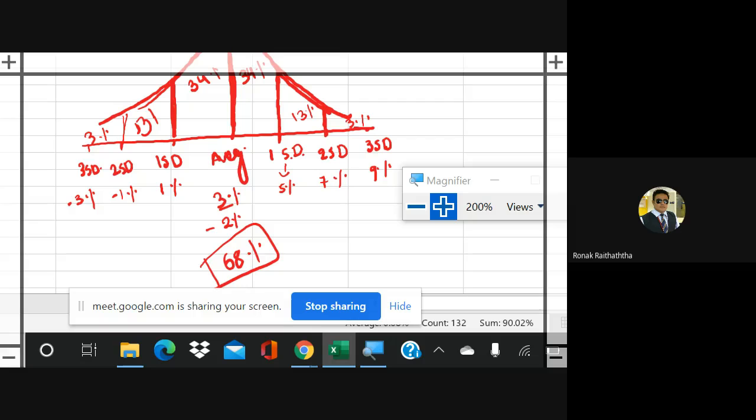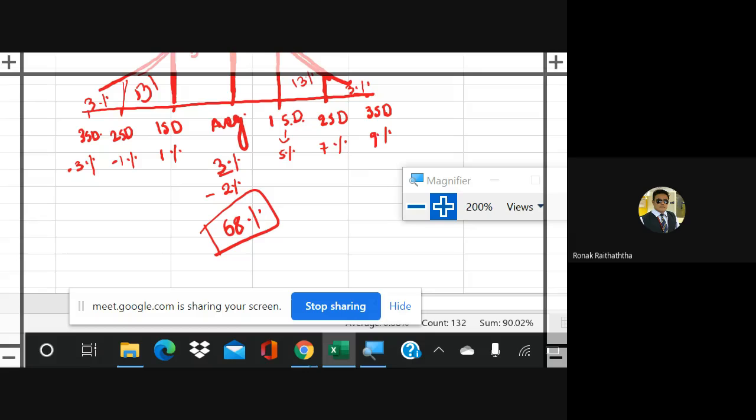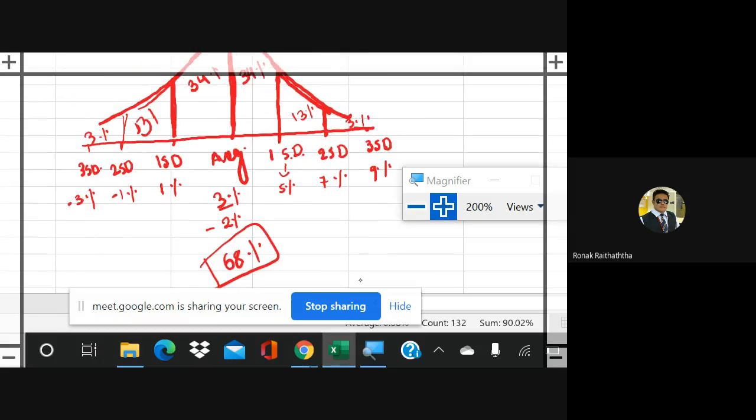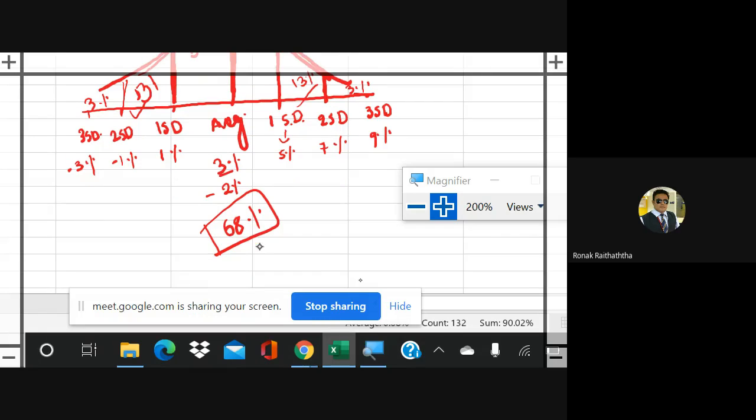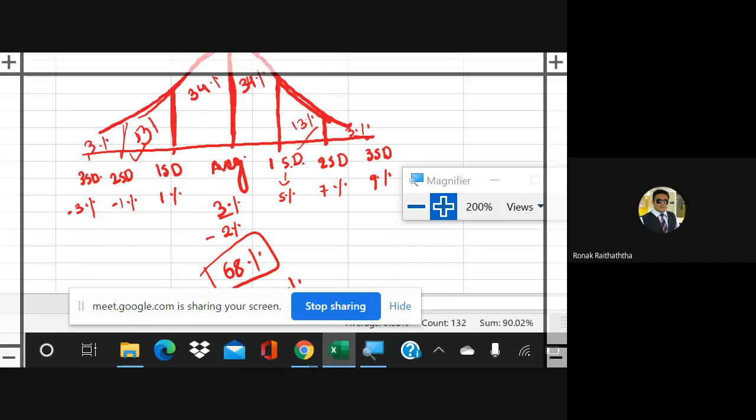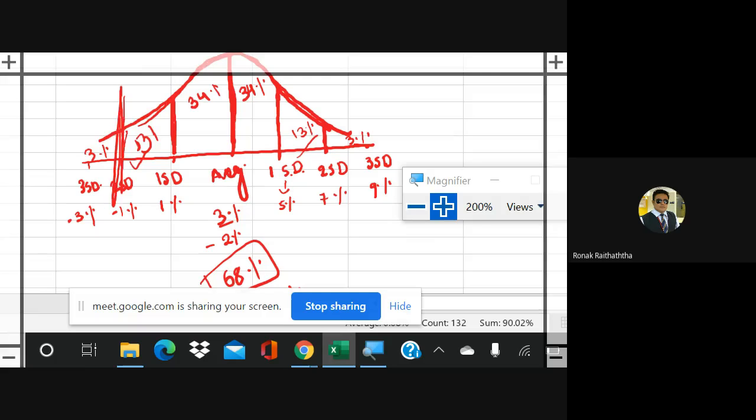Okay. If you add a further 13% plus 13%, 13% of this area and 13% of this area, that is 26%. If you add 26% over here to 68, that reaches 94%, right? So there is a 94% chance that your return will fall within two standard deviations, either on the positive side or the negative side. And this pattern is applicable to every dataset where there is a normal distribution, right?